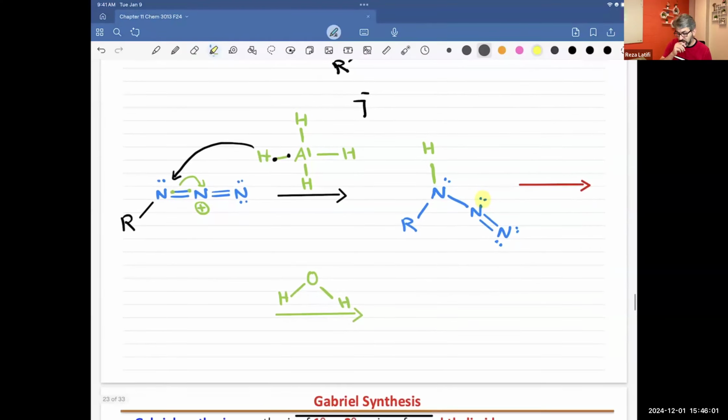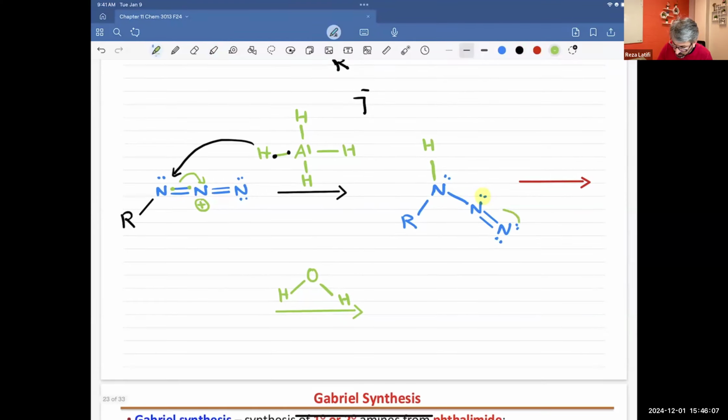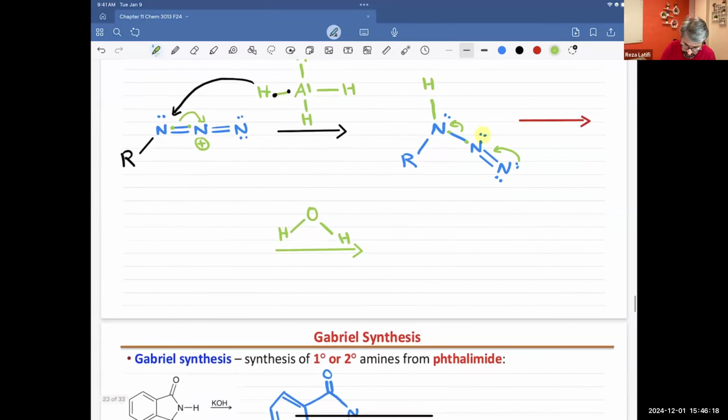Next step, forgive me, we can do a rearrangement. This lone pair, we're going to share with the second nitrogen, and the terminal nitrogen is going to take those 2 electrons, and it will turn into such a species: R attached to nitrogen. Nitrogen already has a lone pair attached to hydrogen, and now it's going to have another lone pair. Plus N2, and this one will leave as N2 gas.